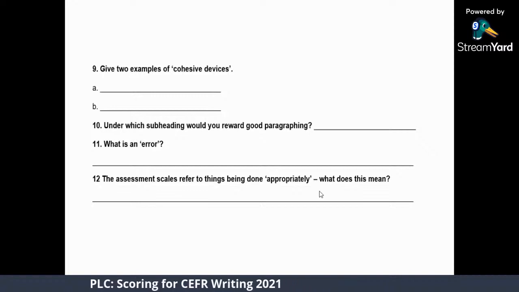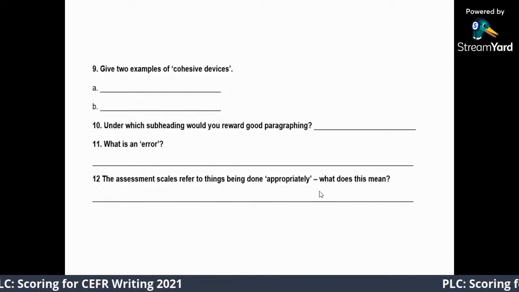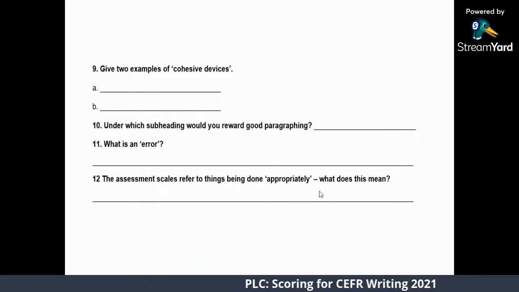Do not penalize them in each and every subscale. You are actually looking at what they can do. It's a very positive marking.